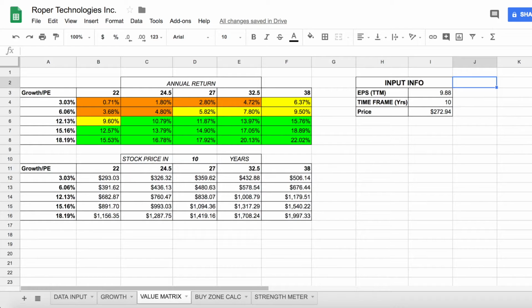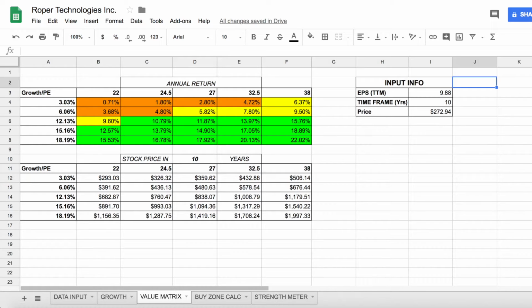And in the top table, we can see what return we expect to get each year over those 10 years, depending on the performance of the stock and the PE ratio of the stock in 10 years' time. For ROPA Technology, we can see that if they have growth of 3% and a PE of 22, you will get a return of 0.71% per year for 10 years, which is really low, but at least it's not negative for a worst case scenario.